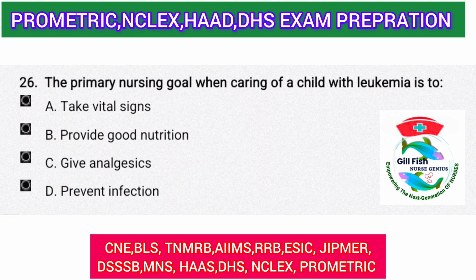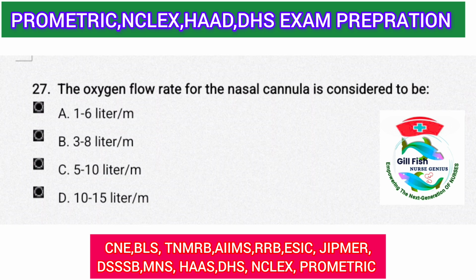Next question. The primary nursing goal when caring for a child with leukemia is option A, take vital signs, option B, provide good nutrition, option C, give analgesic, option D, prevent infection. What is the best action? For a patient having leukemia, immunity is automatically going to decrease. So that is why preventing infection is very essential. So option D will be the correct answer.